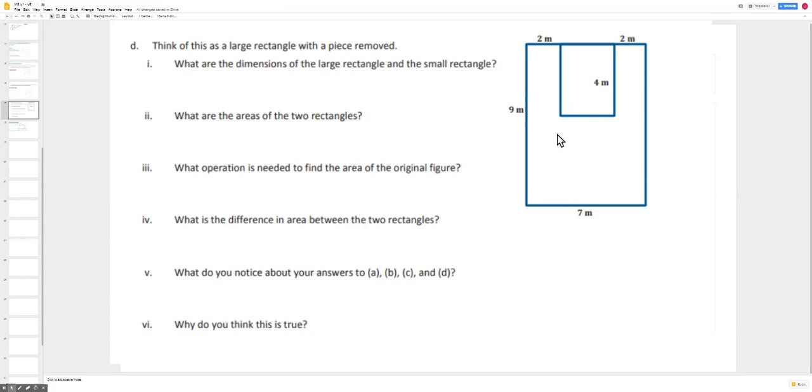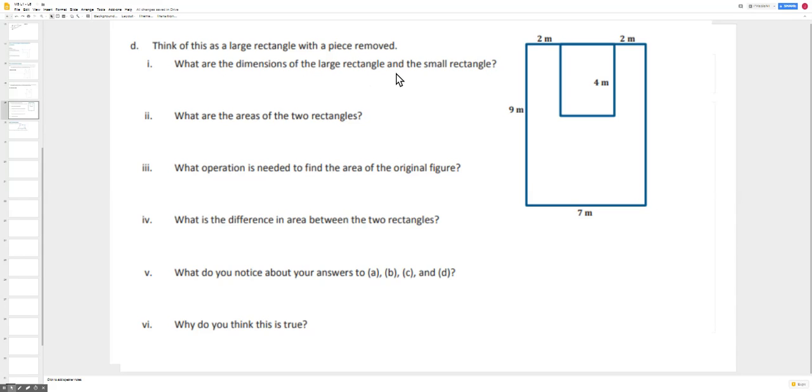We talked about how we could cut this shape into pieces inside. Well, in this one, we're going to think of this as a large rectangle with a piece removed. So we could think about this as this big rectangle right here, this 9 by 7 rectangle, but this piece right here is simply taken out or removed. So let's go through the steps.